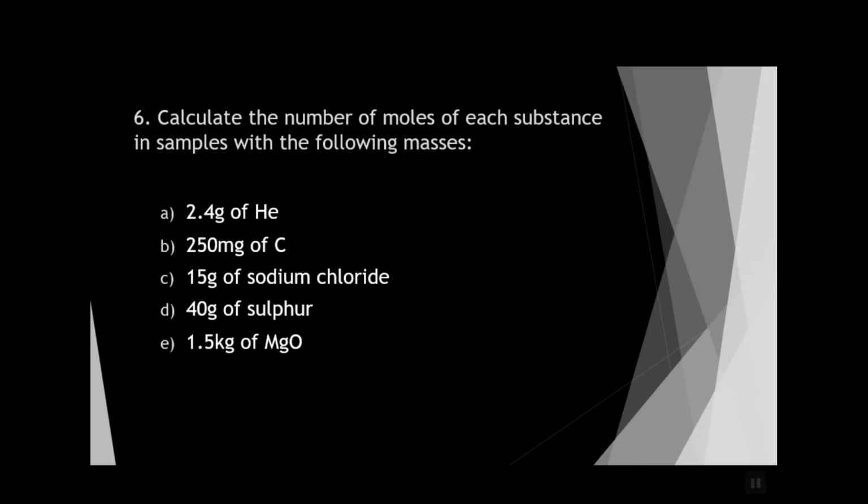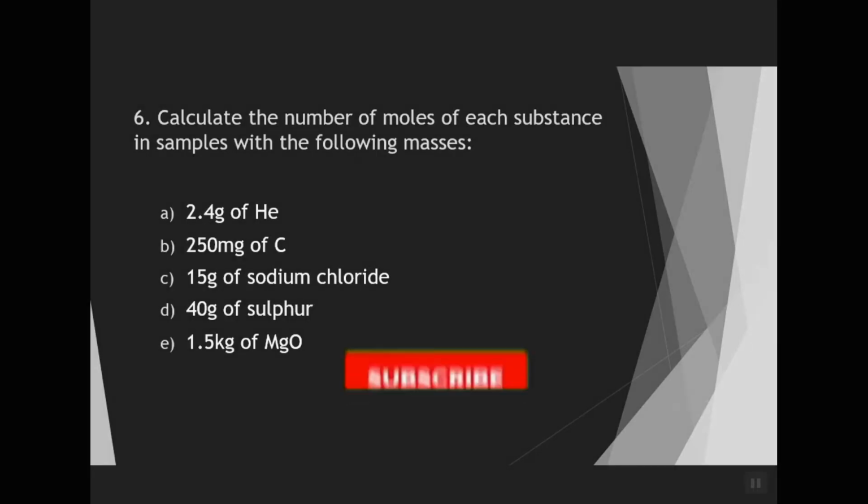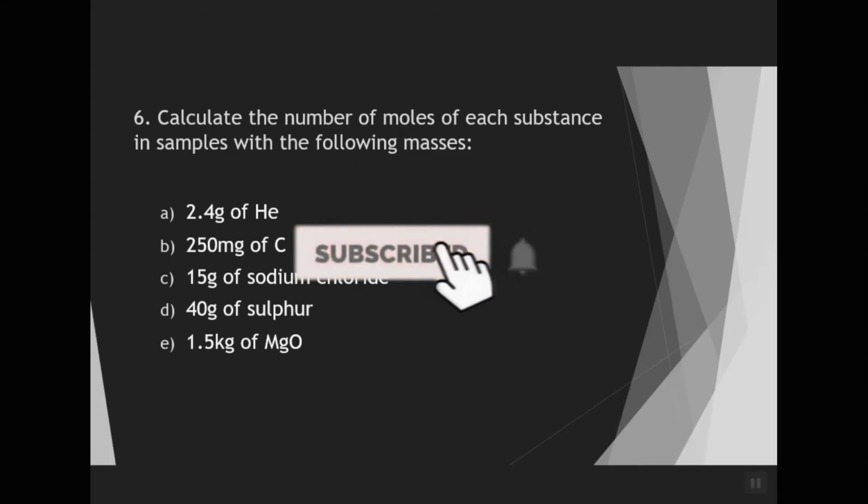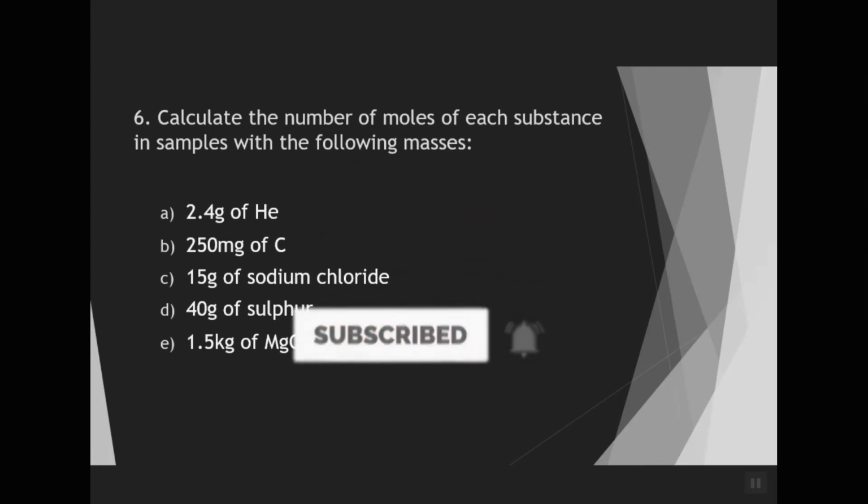A. 2.4 gram of helium, B. 250 milligram of carbon, C. 15 gram of sodium chloride, D. 14 gram of sulfur, and E. 1.5 kilogram of magnesium oxide. So let's start from part A. Part A is 2.4 gram of helium.